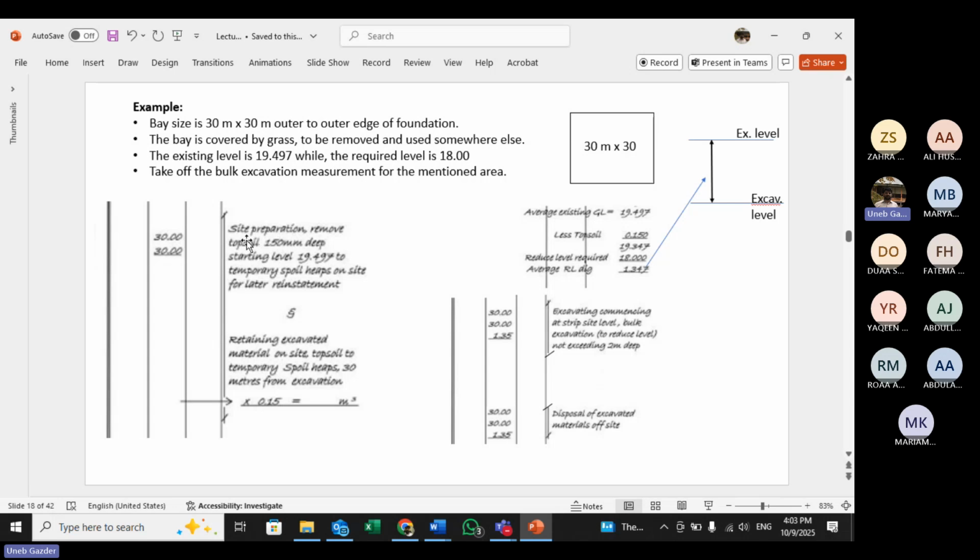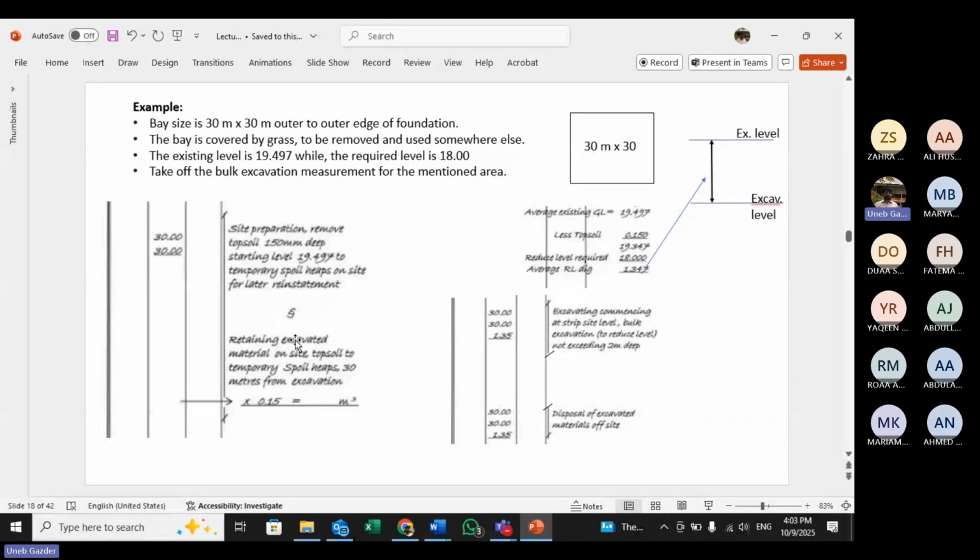So for site preparation, they are doing topsoil removal. Topsoil must be removed from the top 150 millimeters. So the size of the bay, which includes the foundation, so no work required, they already did everything for us, is 30 by 30. And this 30 by 30 will be multiplied by 0.15, the depth, to get the topsoil which is excavated.